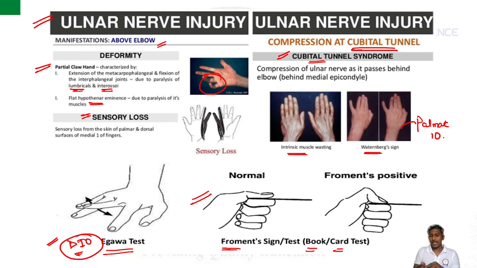But what happens, as the ulnar nerve is injured, the adductor pollicis is not working, so therefore the patient tries to hold the book by just the flexion action, by the flexor pollicis brevis. Okay, and this is how we say that there is an ulnar nerve injury, because the Froment's test is positive, the Froment's sign is positive, right?